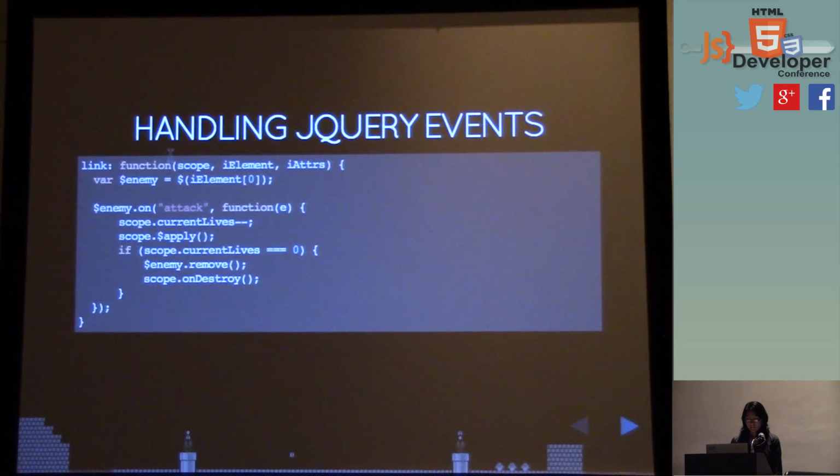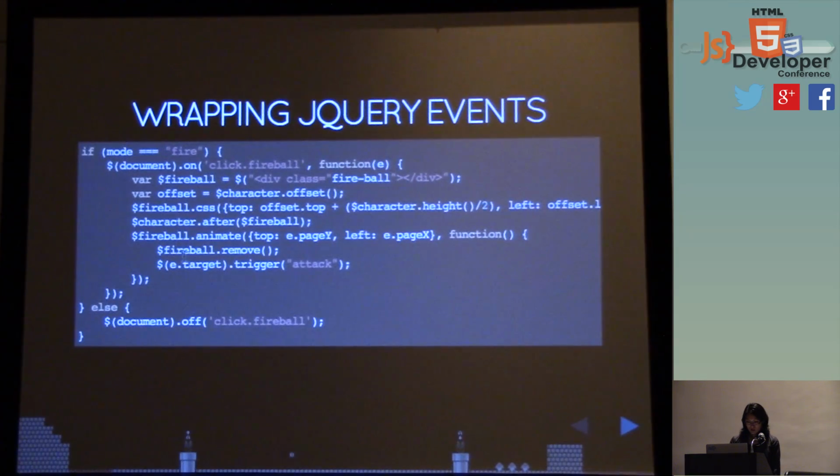So now, back on our enemy directive, if we click on an enemy with a fireball, we want that enemy to go away. Oh, sorry, I actually forgot to mention. When we shoot the fireball, we find out where the user clicked, we shoot the fireball at it, and then we also create our own special event, which is an attack event, and we trigger that on the element that was clicked on.